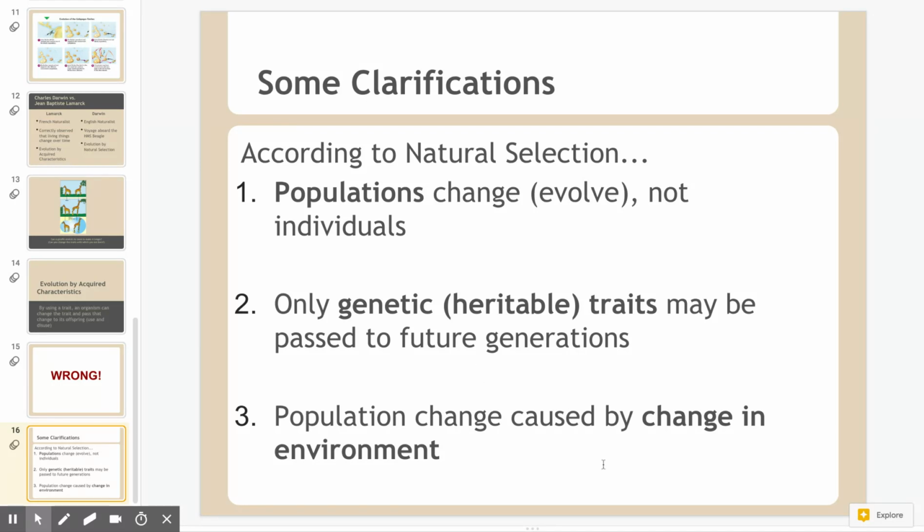And number 3 is that population change is caused by change in an environment. So if we look at that giraffe example one more time, the reason that a giraffe population over time could acquire longer necks would be because maybe they suddenly live in an environment where there are taller trees. But again, individuals do not evolve, populations do.